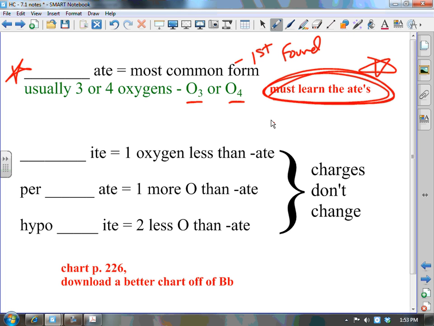So again, what does this all fall back to? It all falls back to the first one. You've got to learn the -ates. Okay, I cannot say this enough. You've got to know these. If you know these, then the rest of them fall right into line. And the ion chart can help you.